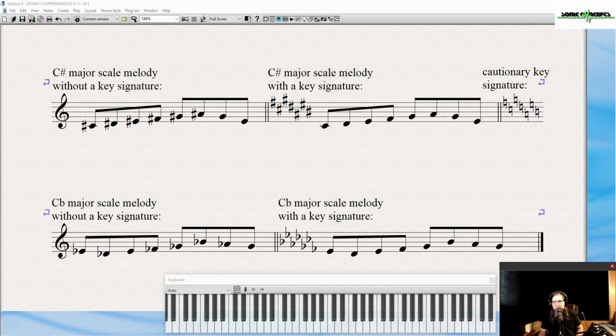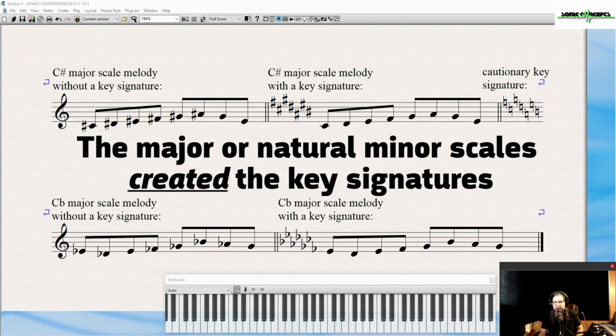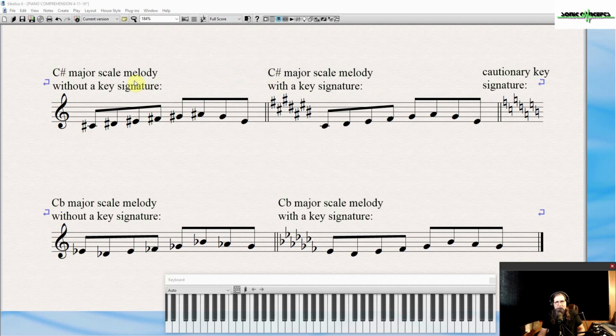You may have discovered by now that key signatures contain the same accidentals as the major or natural minor scales that created them. This is because the scales created the key signatures. Notice in this example that all of the accidentals in the C-sharp and C-flat major scales are contained in their respective key signatures. In fact, this is the reason key signatures were created: to make the music less cluttered and to prevent the composer from continually having to write accidentals in.